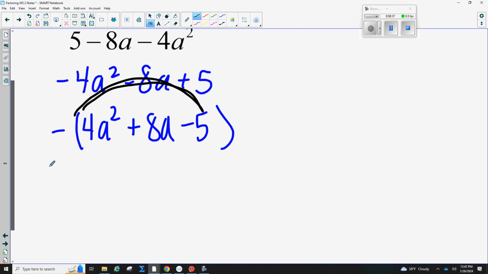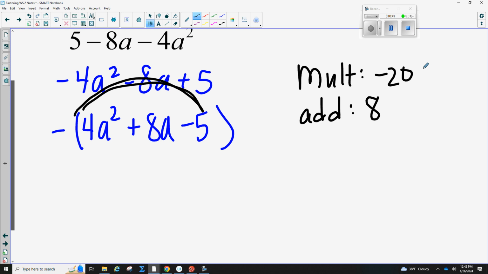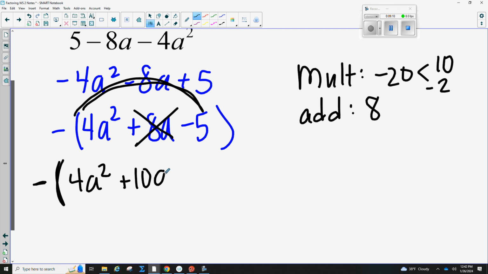So multiply to be what? Good. Multiplies to negative 20, adds to what? Positive 8. What multiplies to negative 20 and adds to 8? I would probably say negative 2, positive 10 has to add to positive 8. So now I'm going to rewrite this, and the negative sign is just staying in front with the parentheses. So I have 4a squared. We'll replace this with plus 10a minus 2a, and then rewrite the negative 5.